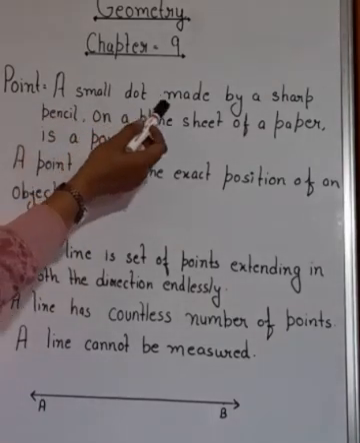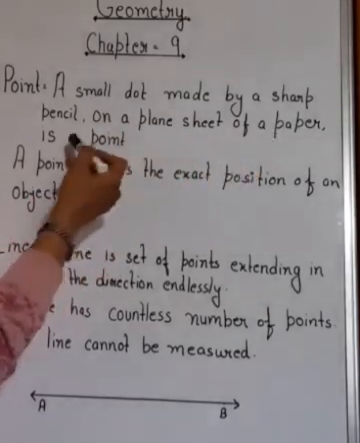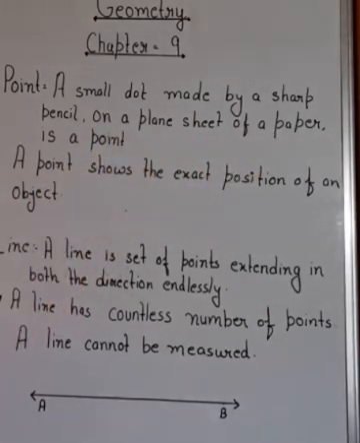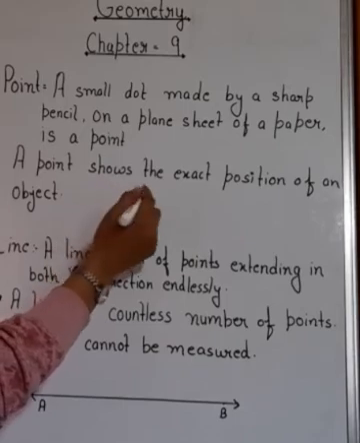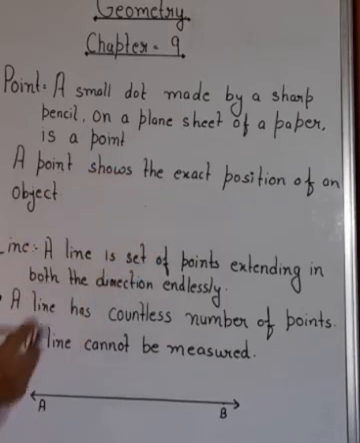A small dot made by a sharp pencil on a plain sheet of paper is a point. So what is a point? When you make a small dot by a sharp pencil on a plain sheet of paper like this one.